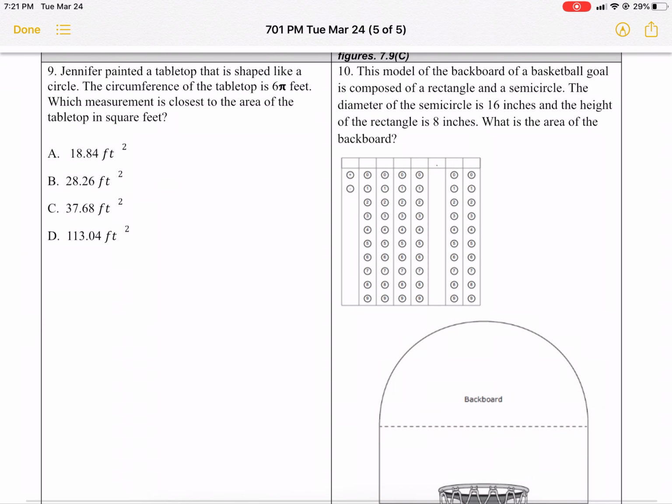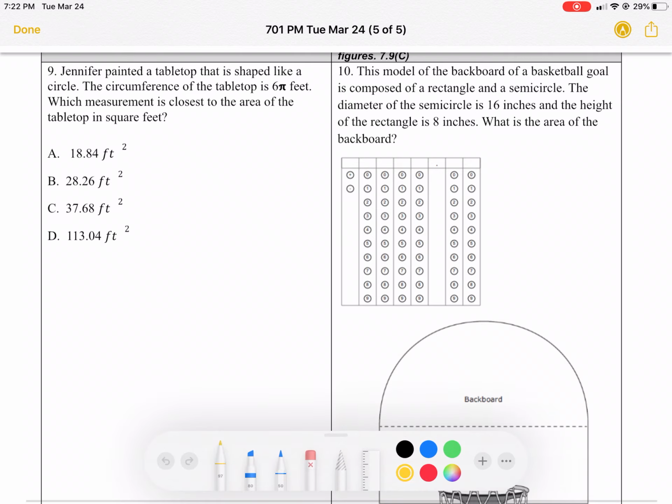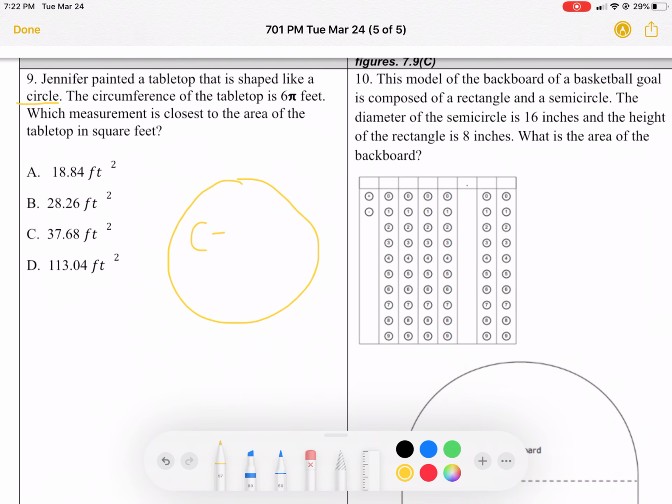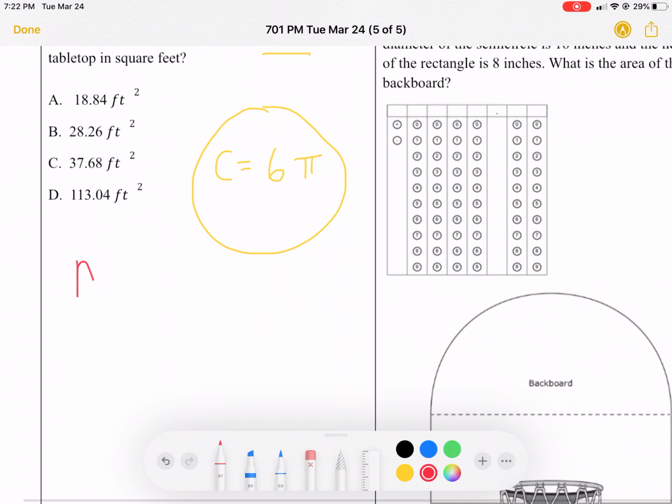Okay, last page. Number 9. Jennifer painted a tabletop that is shaped like a circle. The circumference of the tabletop is 6 pi feet. Which measurement is closest to the area? Okay, I'm going to draw a picture first. So it's shaped like a circle, and circumference is 6 pi. I'm looking for area. Okay, I'm going to jot down some things.